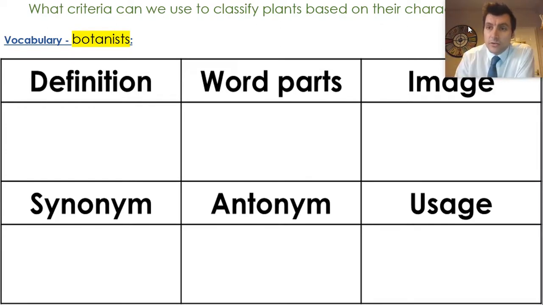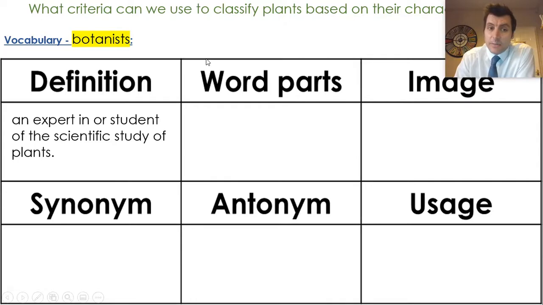Now, within that, we can also understand that some scientists are less globally viewing, and they just look at particular groups of plants. So if we have a think about what botanist means, then it's an expert in or a student of the scientific study of plants. So it's somebody who investigates plants and understands how they grow and accesses that information scientifically.